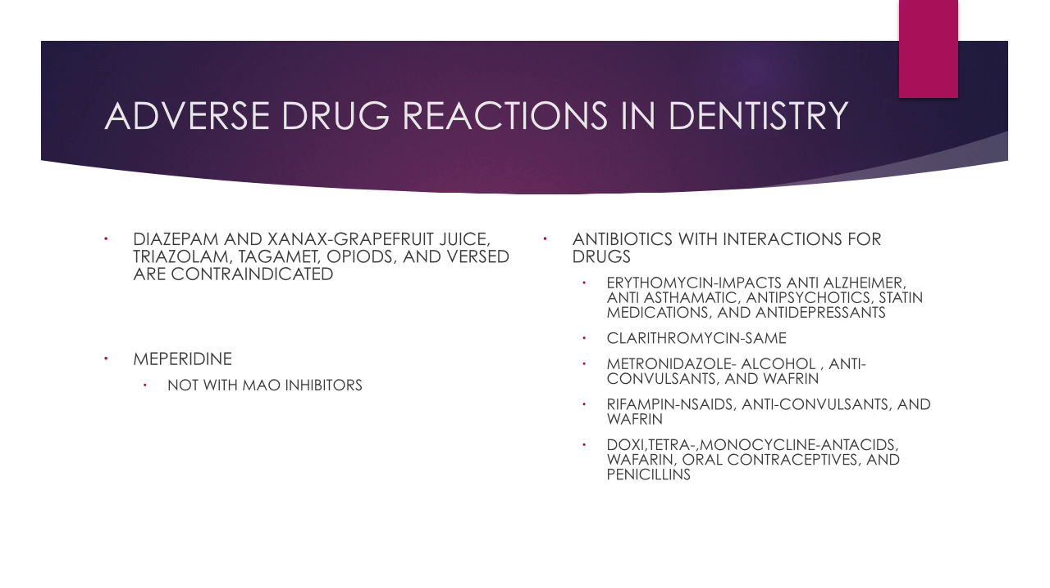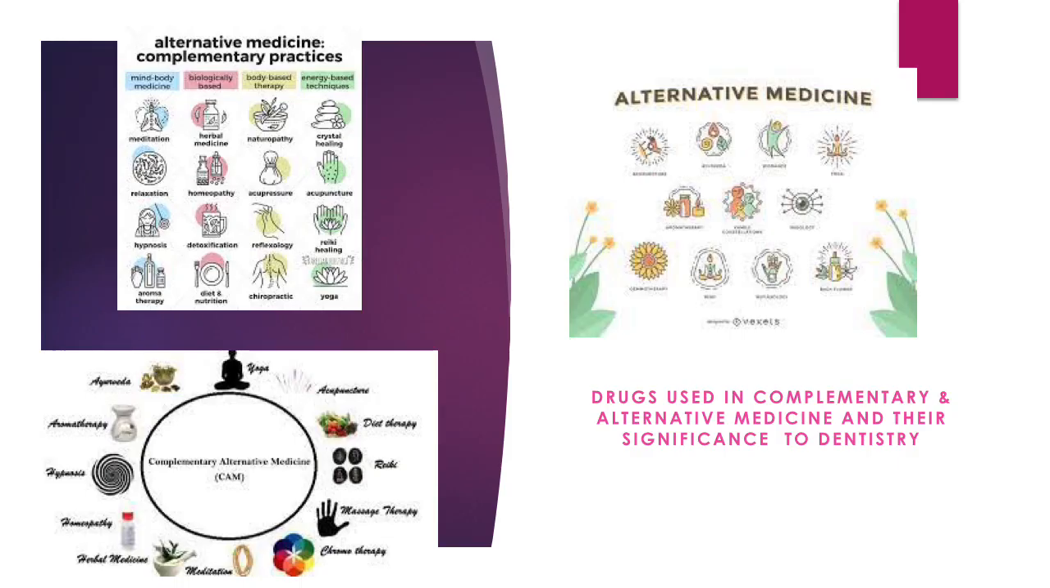And antibiotics with interactions for drugs include erythromycin, clarithromycin, metronidazole, rifampin, and doxycycline and minocycline. Again, you're going to see these same lists. And what I want you to be aware of is, okay, this patient is on metronidazole. We need to find out their social history. Are they drinking at all? Are they on any anticoagulants, anticonvulsants? Because this is going to have a direct impact.